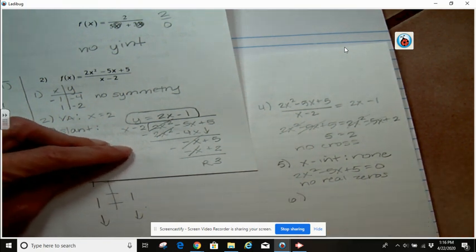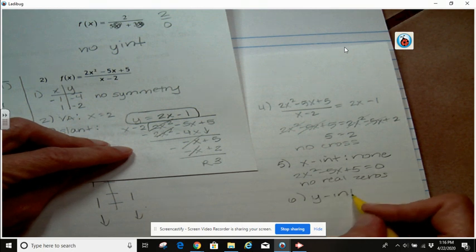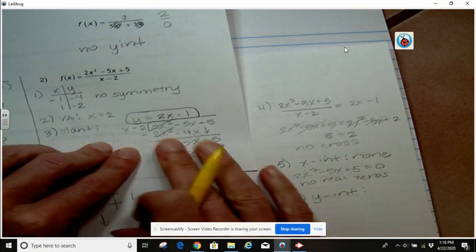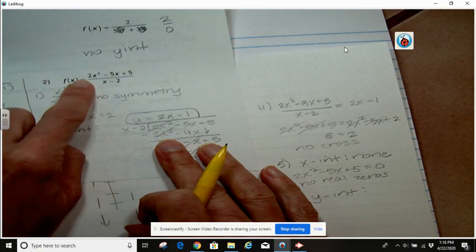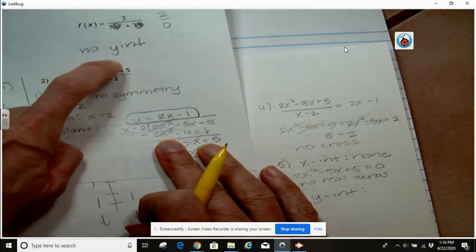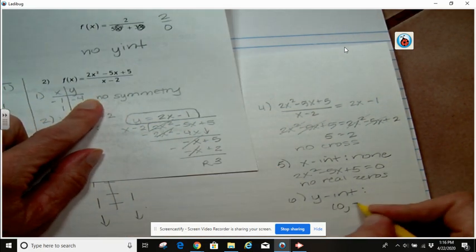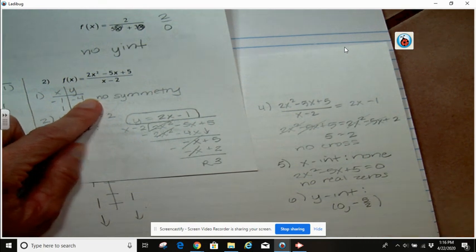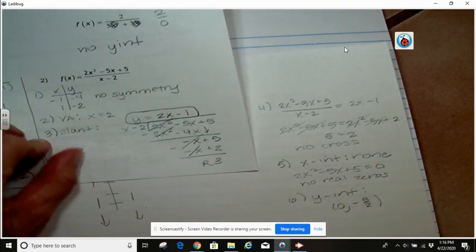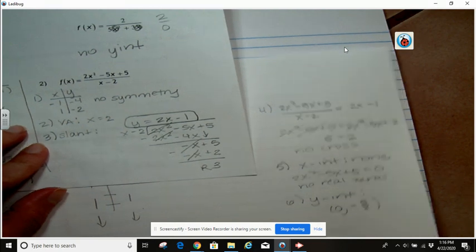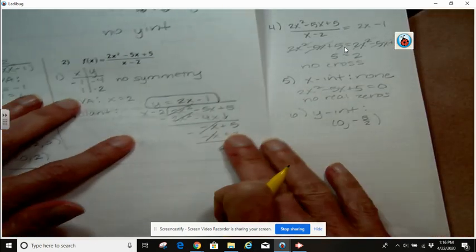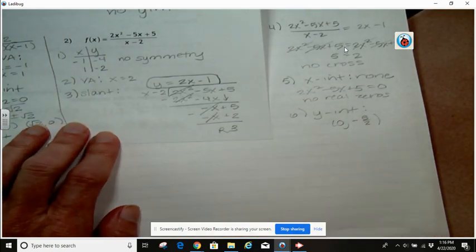And then step 6 for the y-intercept. We're just going back up here. We're going to replace all these x's with zeros. So that's going to leave us with 5 over -2. So we have one y-intercept at -5/2. All right, so now we're ready to graph. So I can get all that information in one shot.